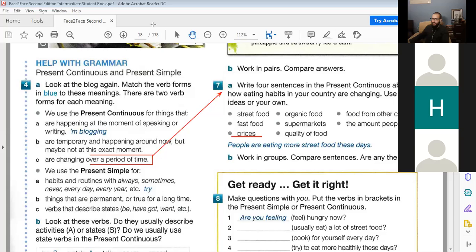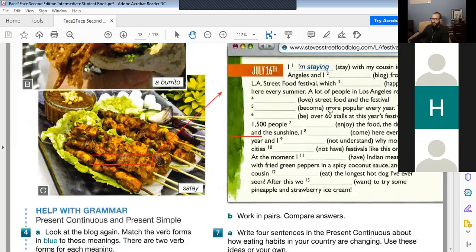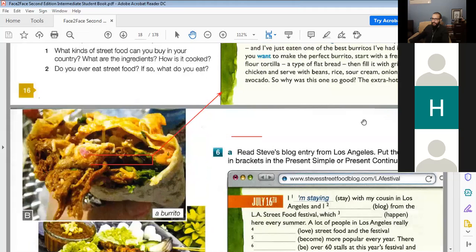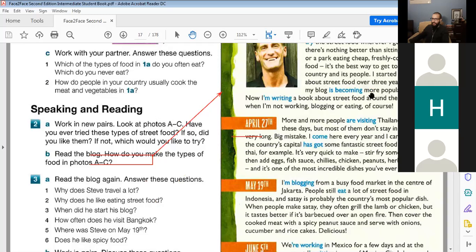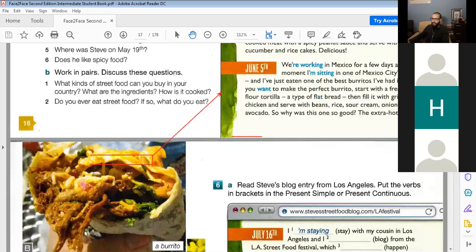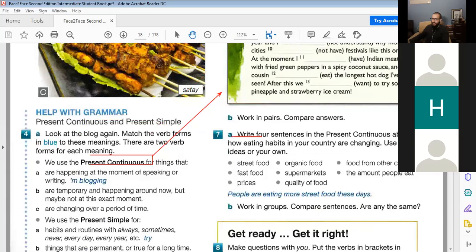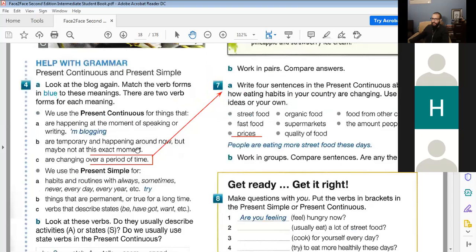But when you're using present continuous for change, it's not very specific. It doesn't give a time. You can check it here. It's becoming more popular every year. You can use every year, or you can say, more and more are visiting these days. Another one, my blog is becoming more popular every year. So there are certain words you can use with this kind of present continuous, but some words you can't because they belong to the present perfect.